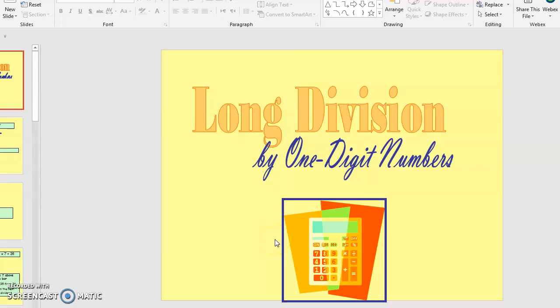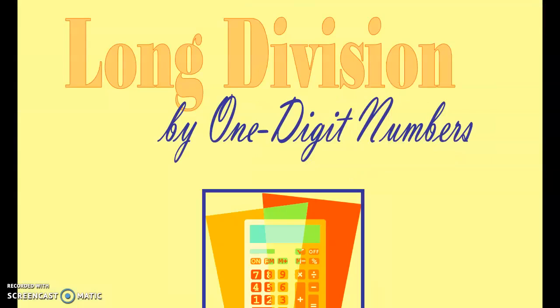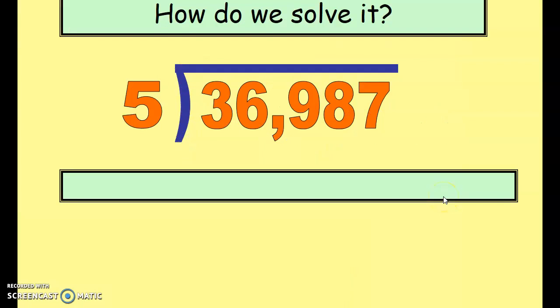Fine. Today we will start the first lesson, which is about long division by one-digit numbers. For example, how do we solve 36,987 divided by 5? Before we start, let's revise what we call each number here.